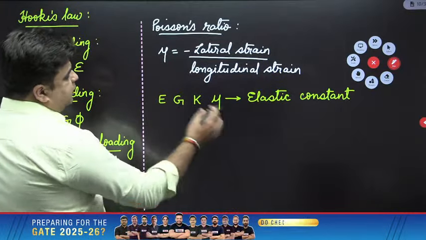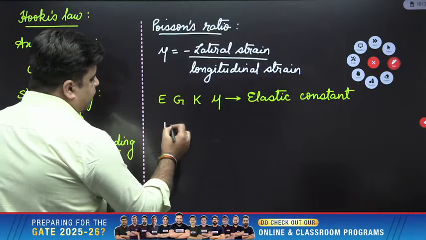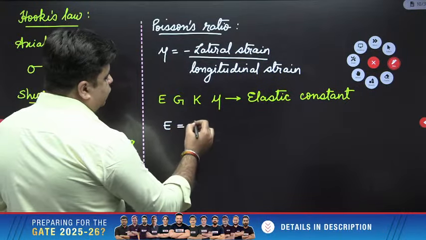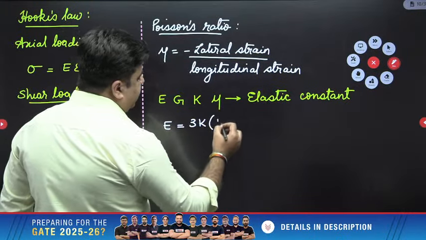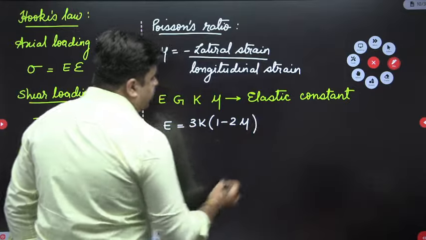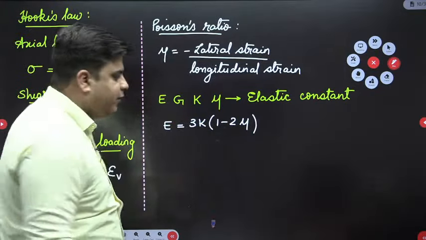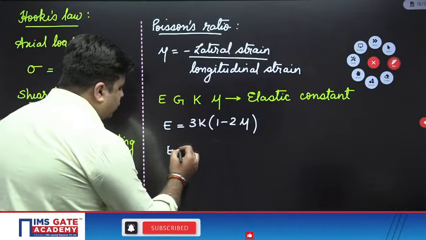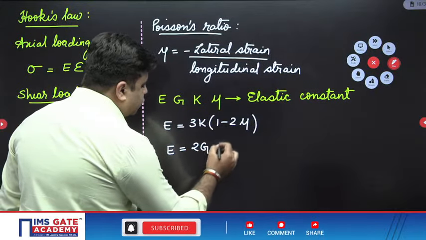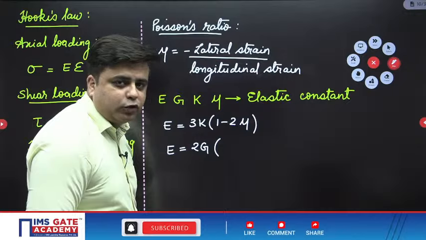Now what is the first relation between elastic constants? The first relation is E is equals to 3K into 1 minus 2 mu. What is the second one? The second one says that E is equals to 2G, just like what is before, 3G, 2G.